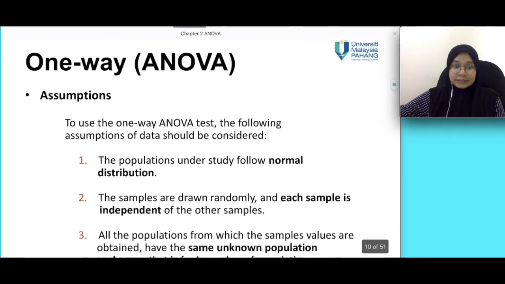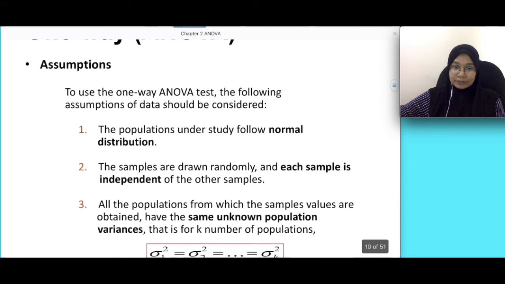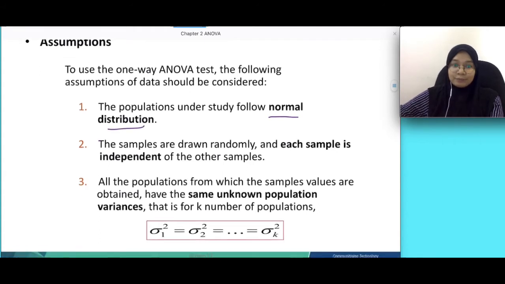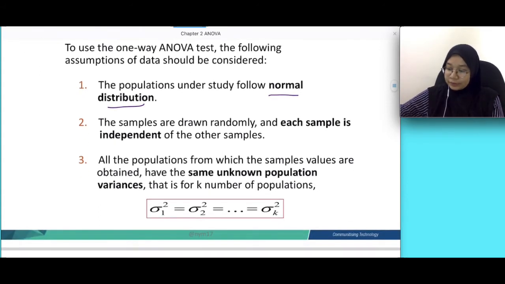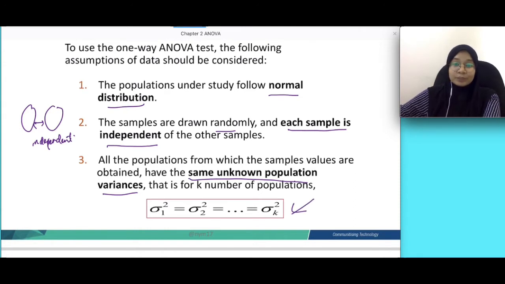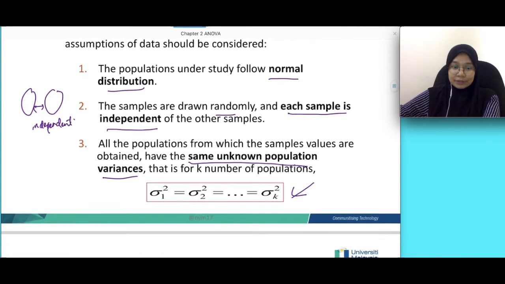So these are the assumptions that we have in one-way ANOVA. The population must follow a normal distribution. The samples are drawn randomly and each sample is independent, which means one sample is independent of the other. Next, all the populations must have the same unknown population variance. So these are the assumptions.